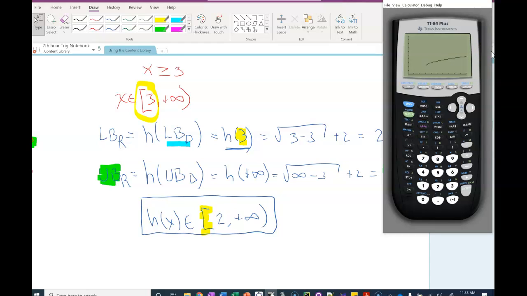As it continues going to the right, it's going to be going up the whole time, right? Each point is going to be higher than the one to its left. Everybody agree with that? So the y-coordinate is growing without bound, increasing without bound. So it's a positive infinity.